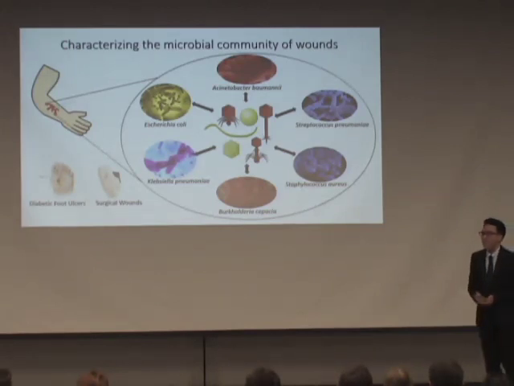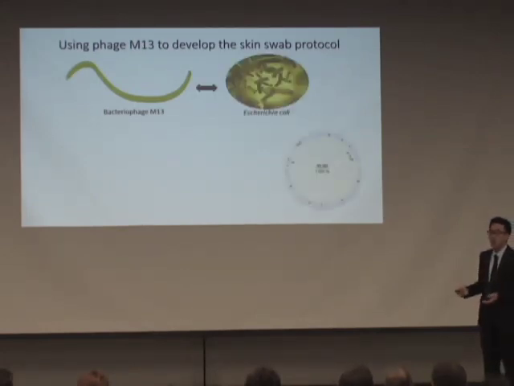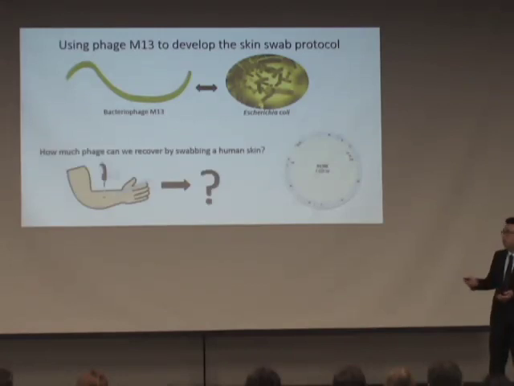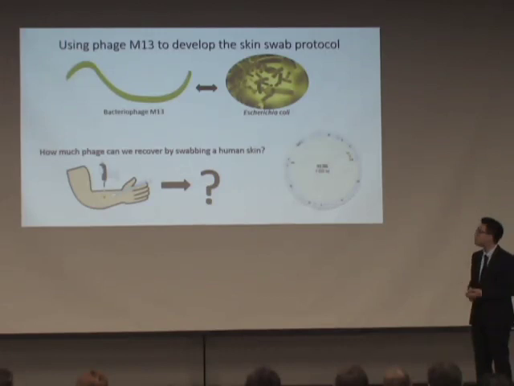And in order to first characterize the microbial community of these wounds, we have to effectively recover and detect bacteriophages by swabbing the human skin. As of now, we do not have a standardized protocol in which we can do that. So this summer, I worked with a model organism called Bacteriophage M13, which is an E. coli phage that has been extensively studied. We know about its purification method, and we know about its genome. So we will be using this to develop a skin swab protocol in which we can effectively recover and quantify bacteriophages by swabbing human skin.